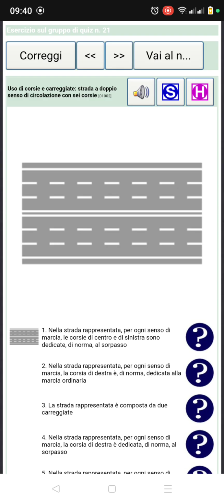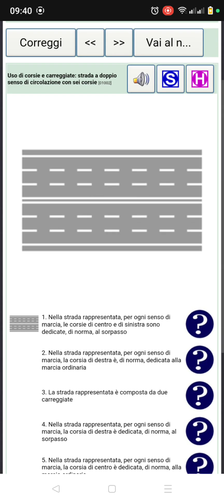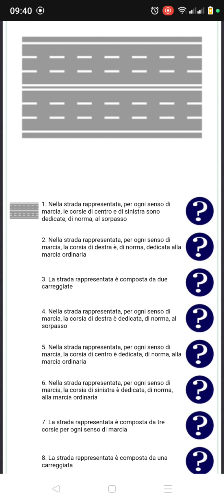So uso della carreggiata. So how to use the lanes and the carriageway. Strada a doppio senso di circolazione, a road of two-way circulation, with 6 lanes. So how to use this very carreggiata, a road that has one carreggiata and it has 6 lanes, and the carreggiata is doppio senso. So how can we know that this carreggiata is doppio senso?